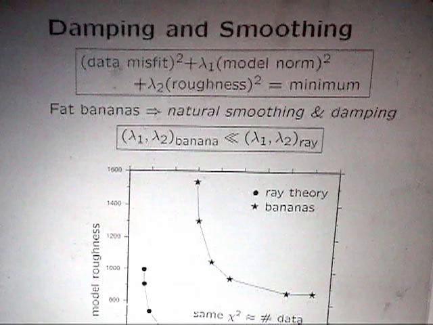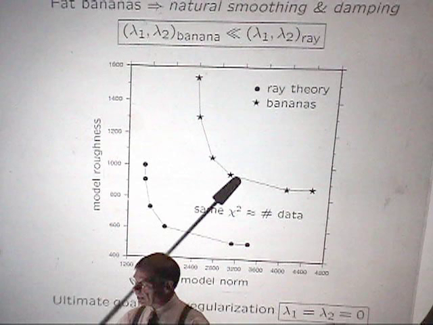However, these damping parameters, lambda 1 and lambda 2, are much, much smaller in the ray theory case because you get this natural smoothing and damping from the fatness of the bananas. This is a trade-off curve of model roughness versus model norm, and these are the banana models, and these are the ray models. And the ones I was showing you, I actually don't even know which ones they are. I think they're kind of right here in the middle somewhere.